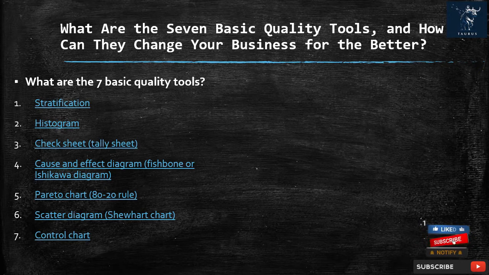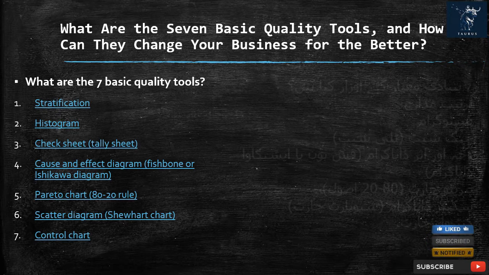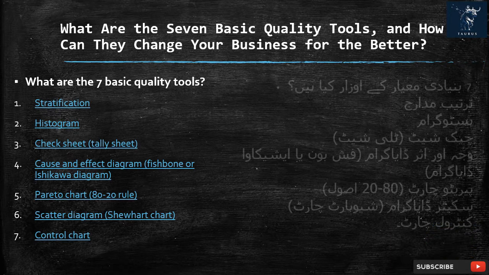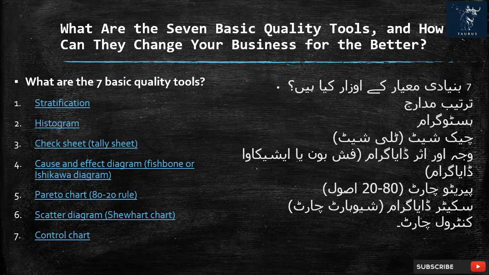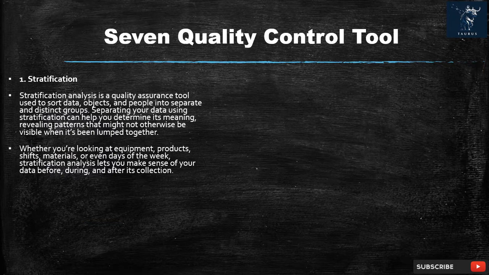What are the 7 basic quality tools? Stratification, histogram, check sheet, tally sheet, cause and effect diagram, fishbone or Ishikawa diagram, Pareto chart, 80-20 rule, scatter diagram, Shewhart chart, control chart.